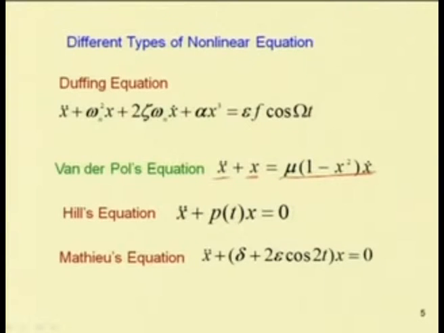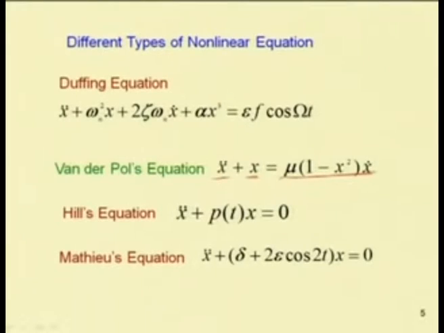So, there exists a response, that is the limit cycle, exhibited by this type of system. Then we have studied Hill's equation and Mathieu equation, or commonly this equation is known as the Mathieu-Hill equation.